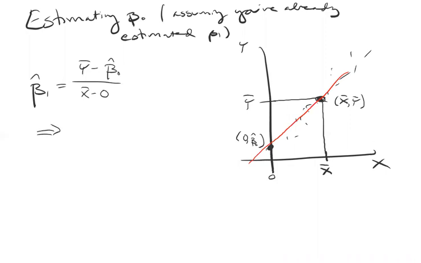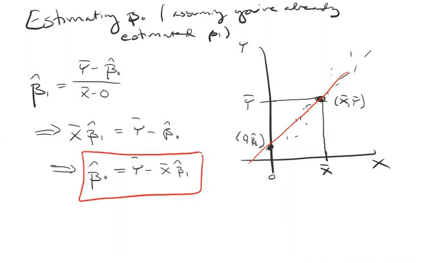But this equation implies that X bar times beta 1 hat is equal to Y bar minus beta naught hat, which implies that beta naught hat is equal to Y bar minus X bar times beta 1 hat. And now actually, we did it. We wrote down an expression for estimating the intercept if you've already estimated the slope. Because if you have the data set, you can calculate the sample mean of X and the sample mean of Y. And if I've already estimated the slope, now you can figure out what the intercept must be.